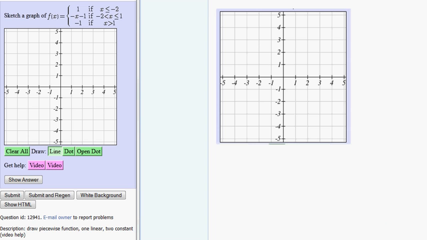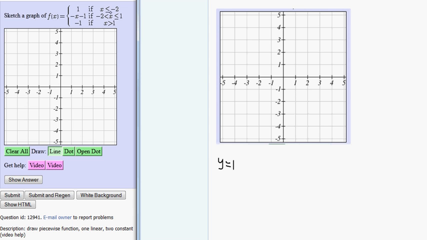In this problem, we're given the following piecewise defined function. It has three pieces, even though it's considered one function. The first piece is a quite simple one. It says f of x equals 1, which is equivalent to me just simply writing the equation y equals 1. And it's the equation y equals 1 over this restricted domain.